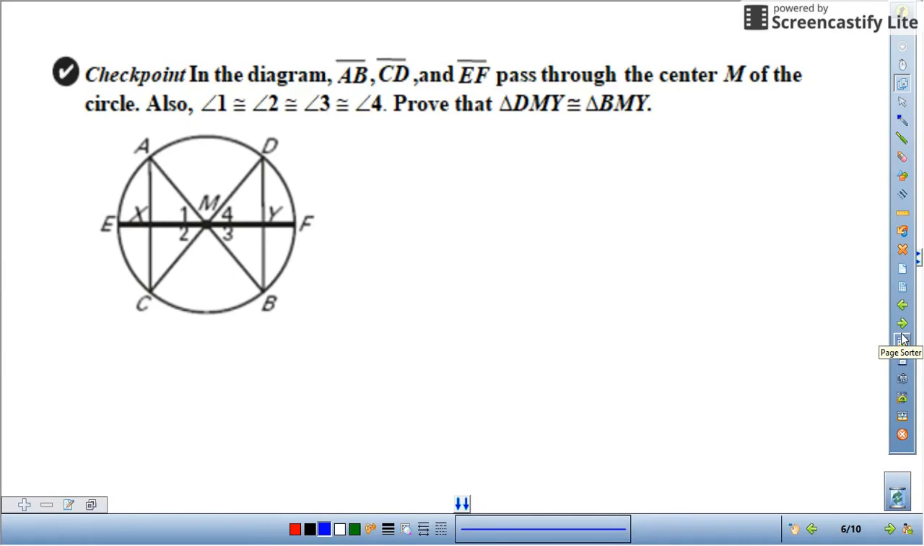All right, take a look at the next diagram. Very complicated diagram, but let's go ahead and kind of dissect what's happening here. So in the diagram, we see that AB, CD, and EF pass through the center M of the circle. So we have AB, we have CD, and we have EF all passing through the center of the circle here, which is labeled as M.